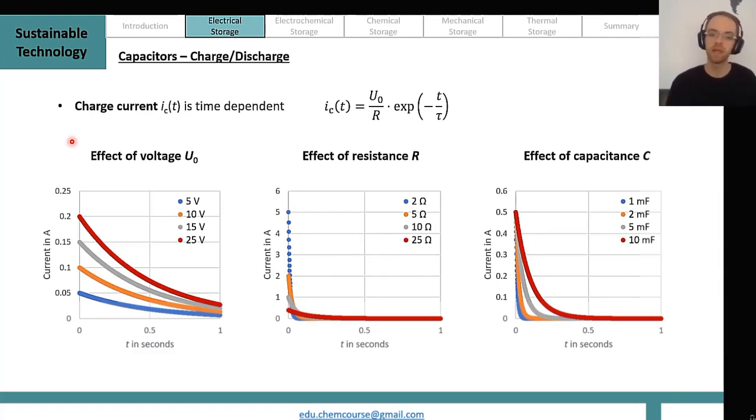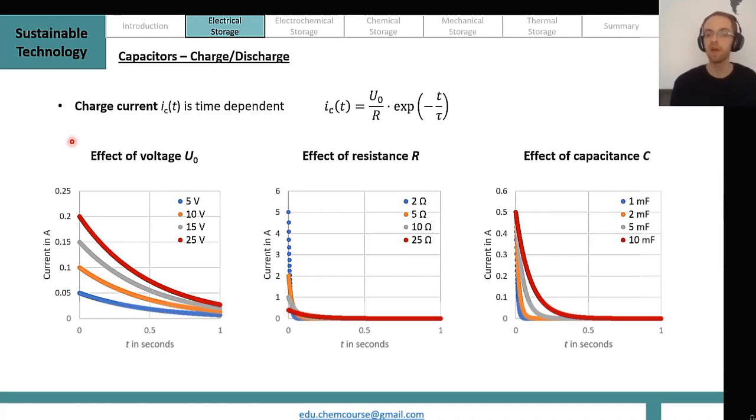Now the second effect here is the effect of resistance. We've seen that the resistance especially determines how much your initial current will be. And you see here that just by a difference of 2 ohms in the blue curve to 5 ohms on the orange curve to 10 ohms on the gray and 25 ohms on the dark red curve, you see a significant difference in starting current. So this is something which often has to be controlled manually, so you don't have very strong current spikes.